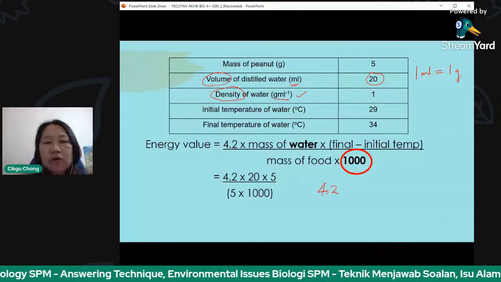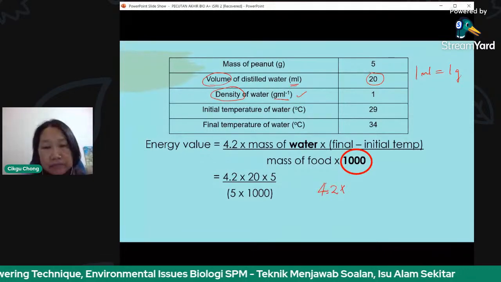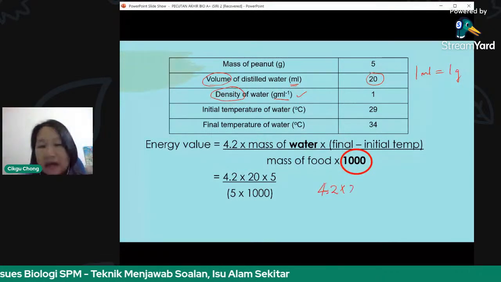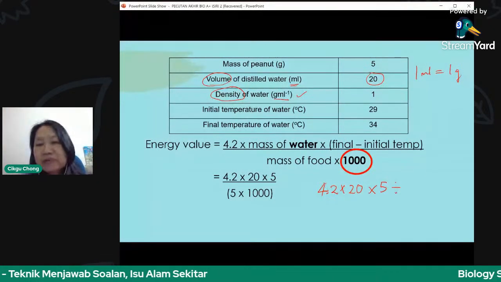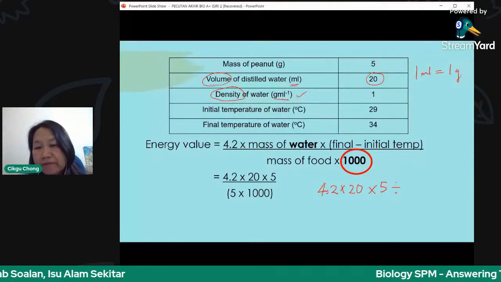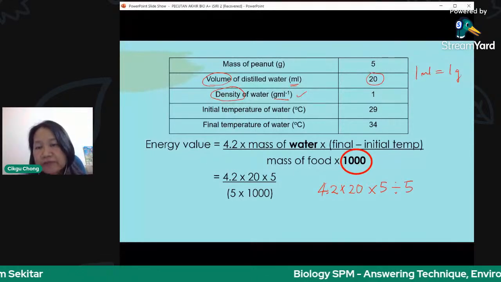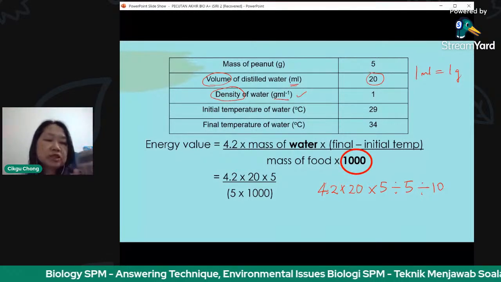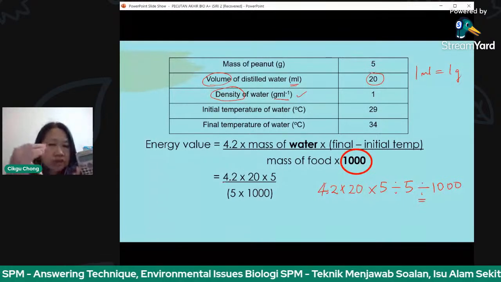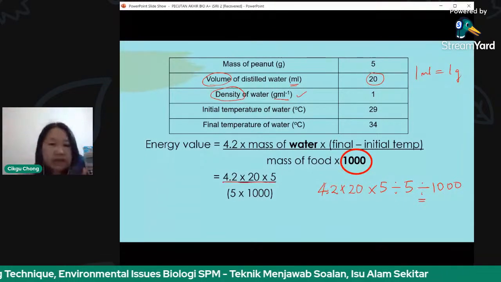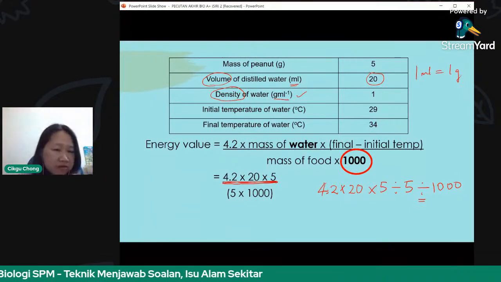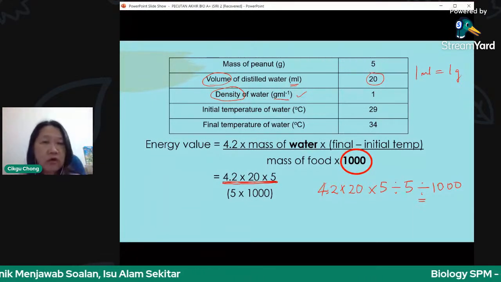4.2 times 20 times 5, divide by 5, divide by 1,000. Be careful here. Don't go and punch times, because actually it's divided. This is the divide line. So don't go and see what you times. You're going to divide by 5 and then divide by 1,000. Otherwise, the answer is definitely wrong. So you can punch in there, right?